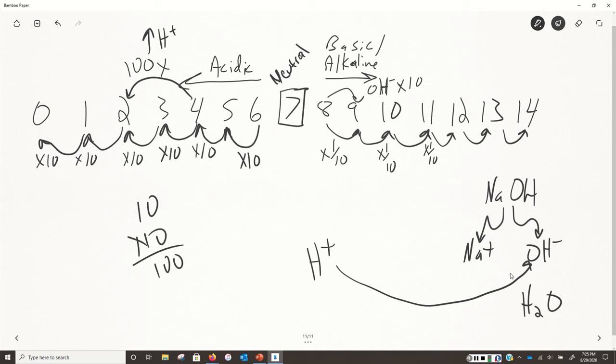Okay? Now, when I form this H2O, I have removed an H plus from solution, and that is how I got my definition of an alkaline. Now let's go back and look at something right here in the middle, pH neutral. Now pH neutral is 7 exactly. If it is 6.999, it is an acid because acid is anything below 7 exactly.